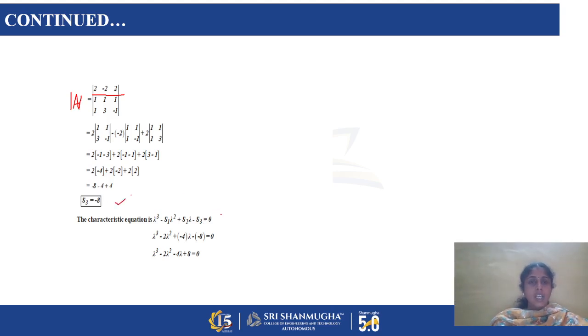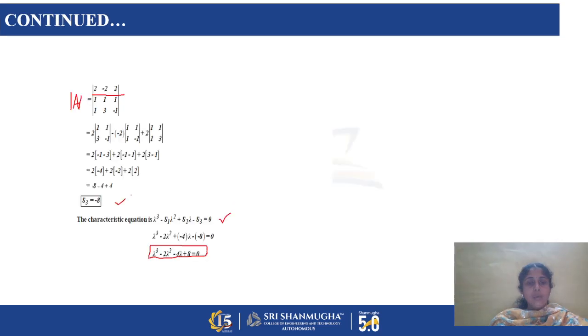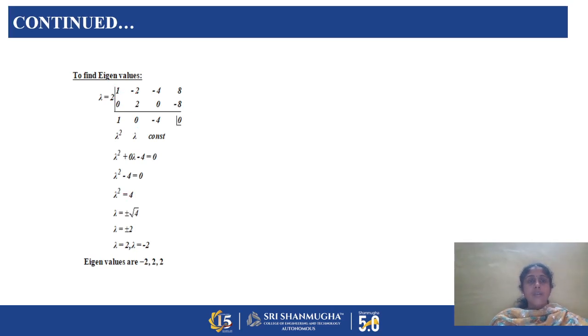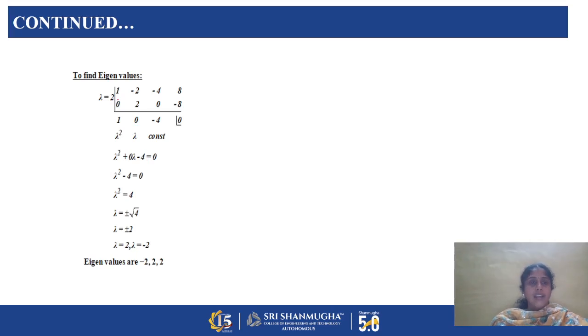So I know the characteristic equation of a 3 by 3 matrix is lambda cubed minus S1 lambda squared plus S2 lambda minus S3 equal to 0. When I substitute, the characteristic equation of the given matrix becomes lambda cubed minus 2 lambda squared minus 4 lambda plus 8 equal to 0. Now to find the eigenvalues, this is an equation of degree 3, so I'm using this method: 1, -2, -4, 8. I will write the coefficients and just by trial and error I'm choosing.